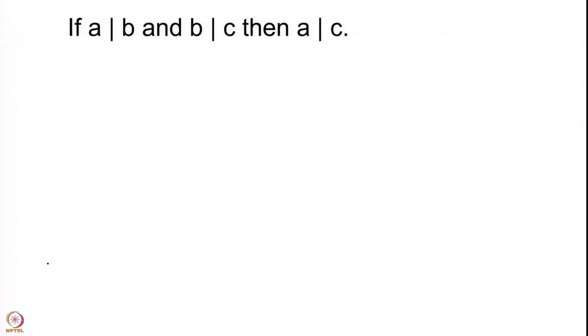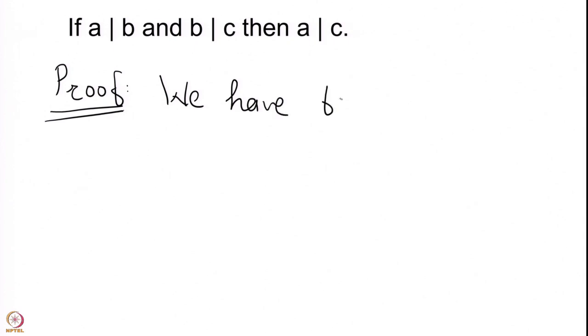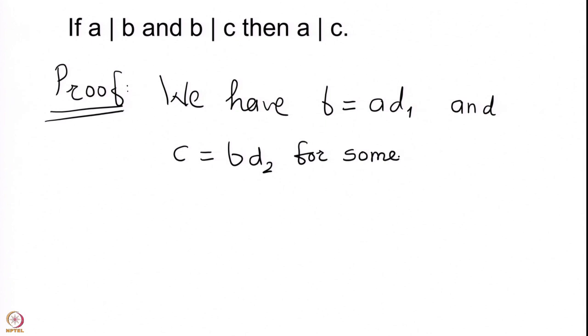So, here goes. We want to prove that the divisibility relation is transitive. Proof. We have b equal to a d1. It is given that a divides b. So, b has to be of the form a into some natural number d1, and c equal to b into d2 for some d1, d2 in N. This is what we must have.